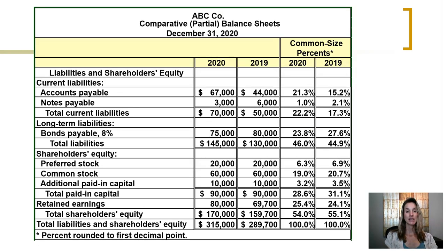Looking at the liability side of the balance sheet, the same thing would be completed, except total liabilities and shareholders' equity is the base amount. Each line item divided by total liabilities and shareholders' equity times 100 gives us the percent each line item is of total liabilities and shareholders' equity.